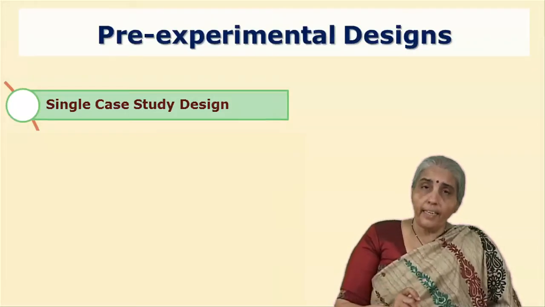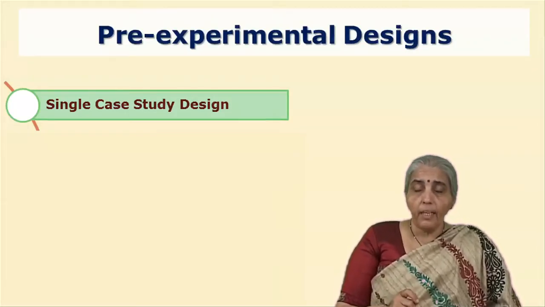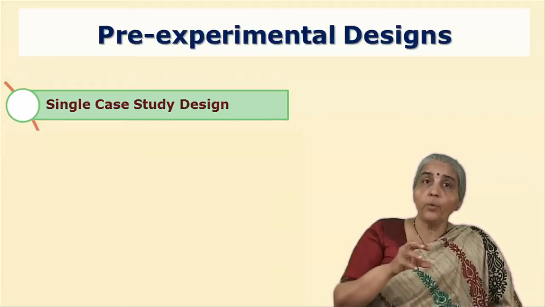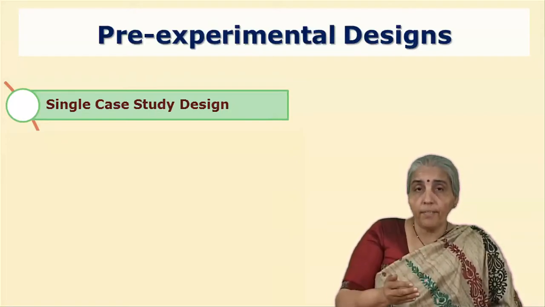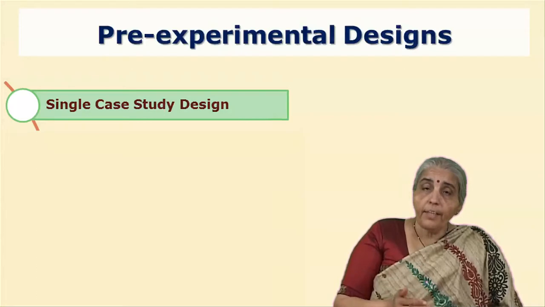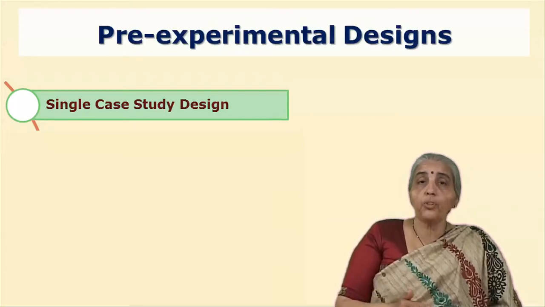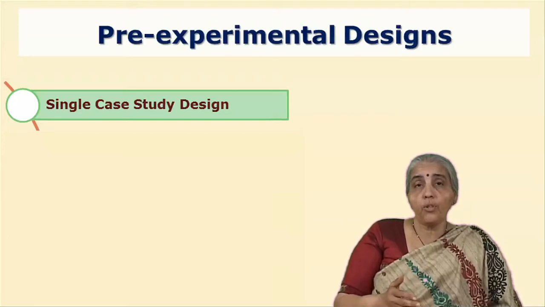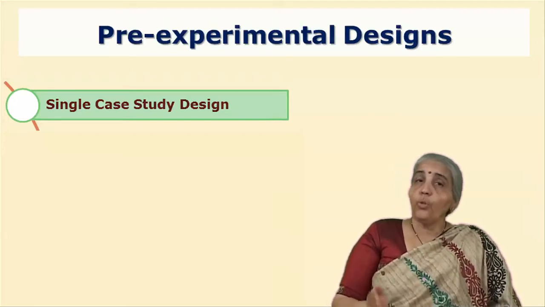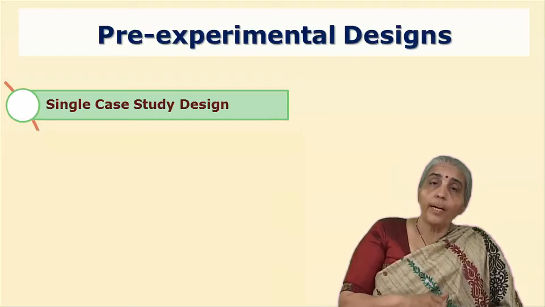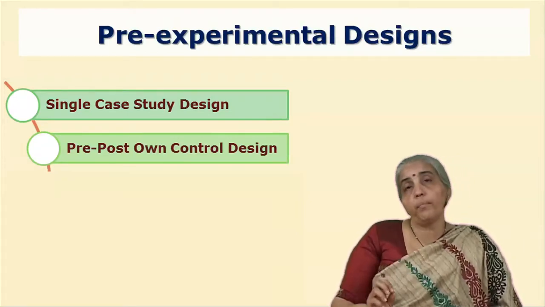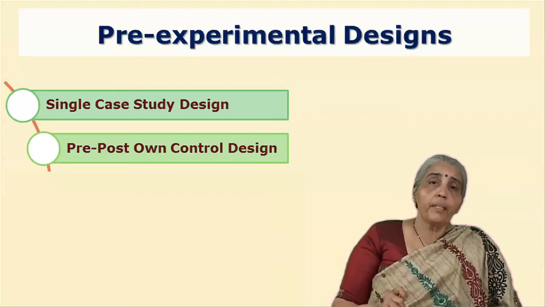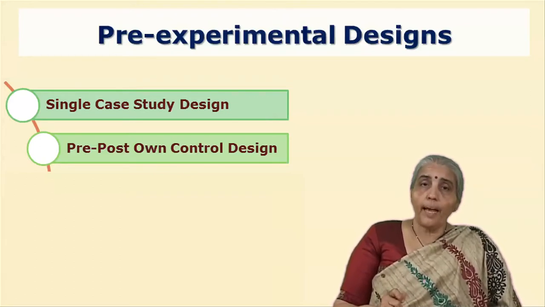Even a single case study, in a sense, is a pre-experimental design. What are you doing in a single case study? You are trying to measure a baseline, then introduce some kind of experimental intervention or some change or some method. And then after that process, you're trying to find out what is the outcome. So you can have a single case study, you can have a pre-post own control kind of design. And in this design, you can also have a small number of subjects. So this is a typical pre-experimental design that you can have.